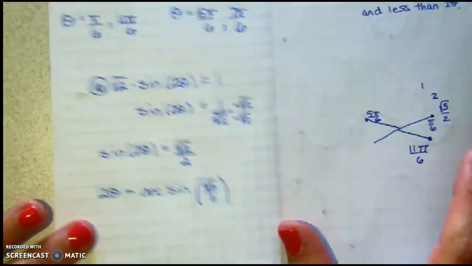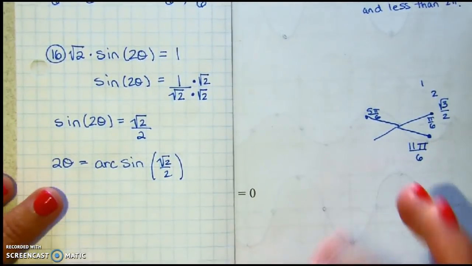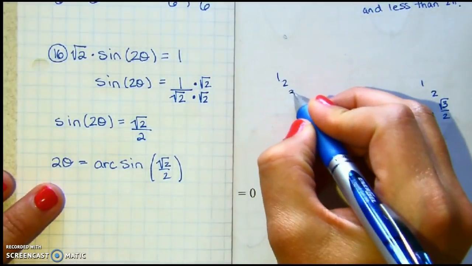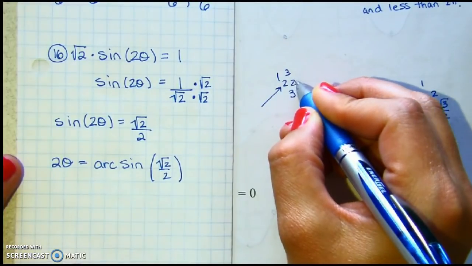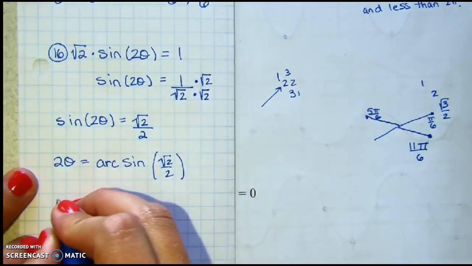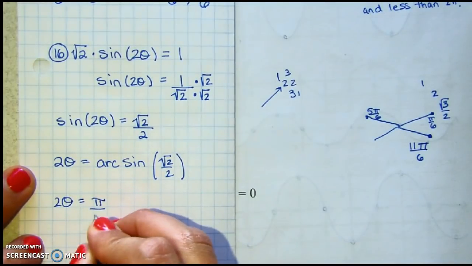All right, every time we're pretending we don't have a unit circle. You should not be using your unit circle, okay? Here we go, 1, 2, 3, 1, 2, 3. We're here because sine is y, and that's the middle angle. So 2 theta will equal pi over 4.